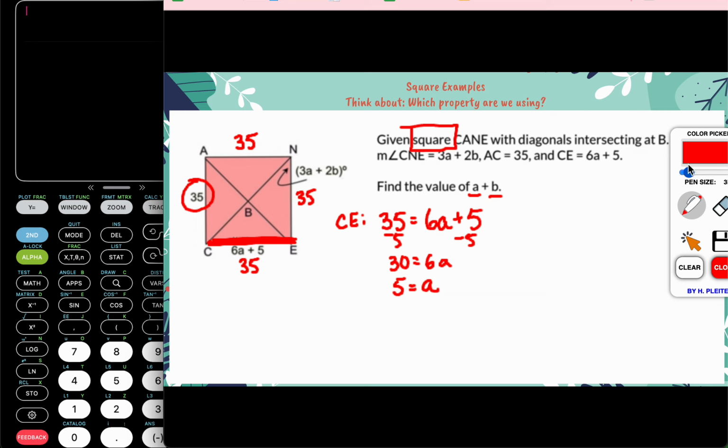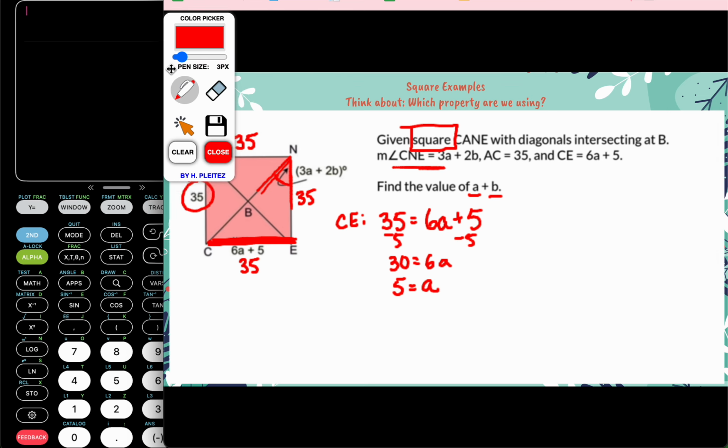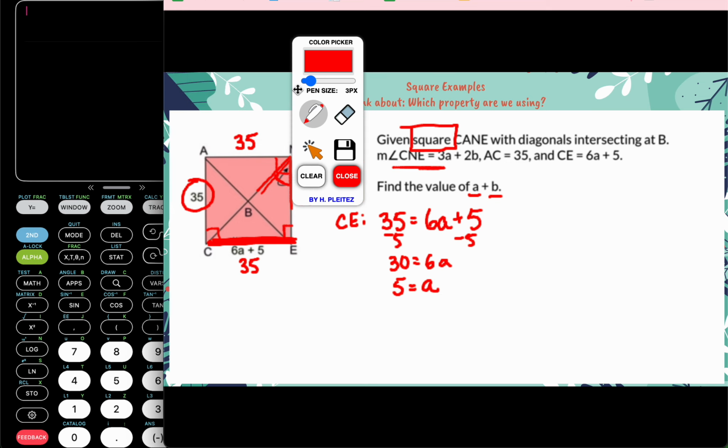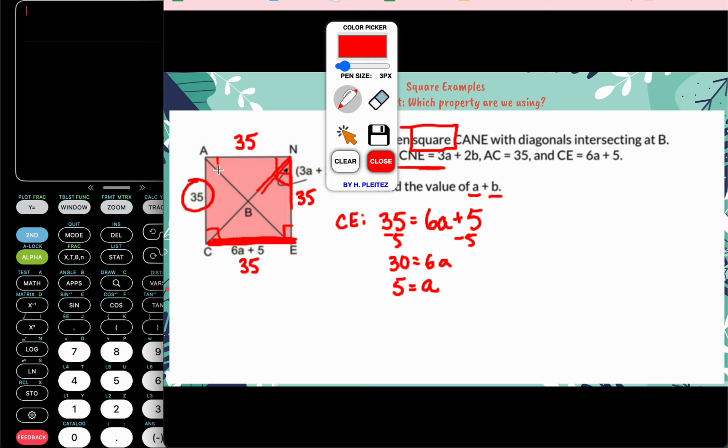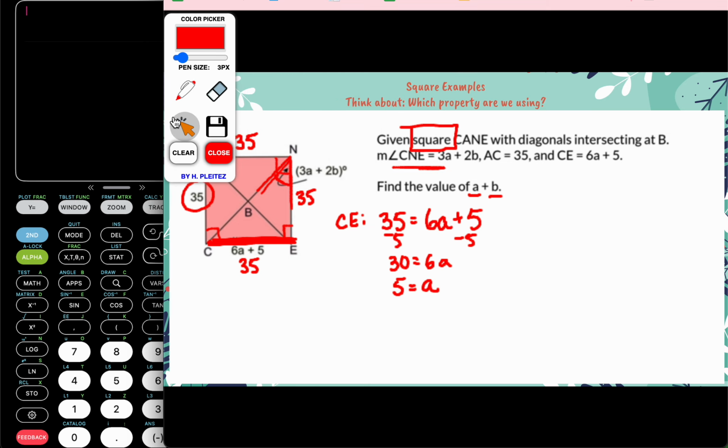Now, the next thing that we haven't addressed yet is this angle CNE, which is right over here. Angle CNE is just this portion right here, and it is equal to 3A plus 2B. With this given, we're going to be using the property that not only are all angles 90 degrees, I can go ahead and put my boxes in there to show that all of those angles are 90, but what we further know about a square is that our diagonals are bisecting those 90-degree angles.